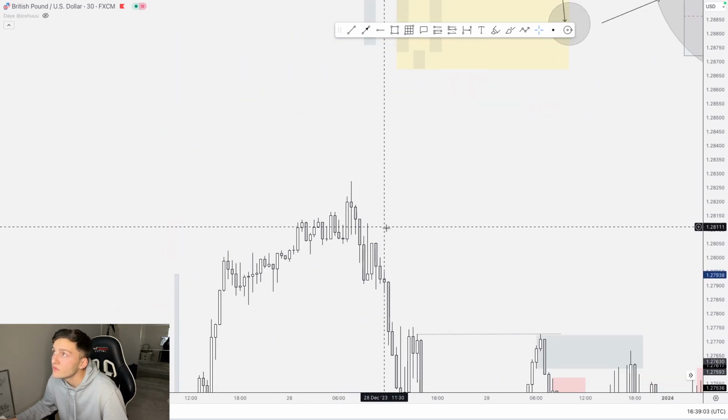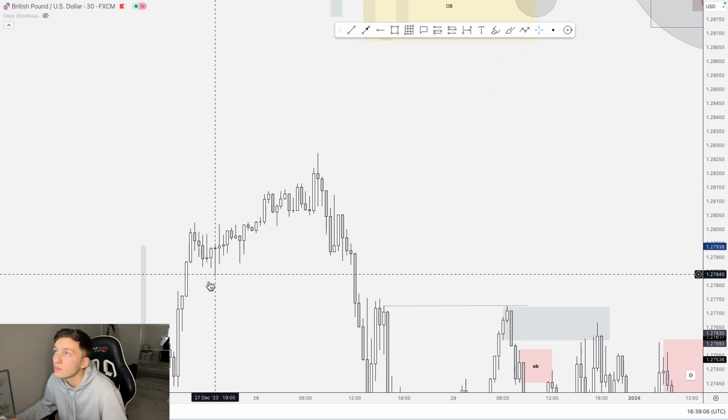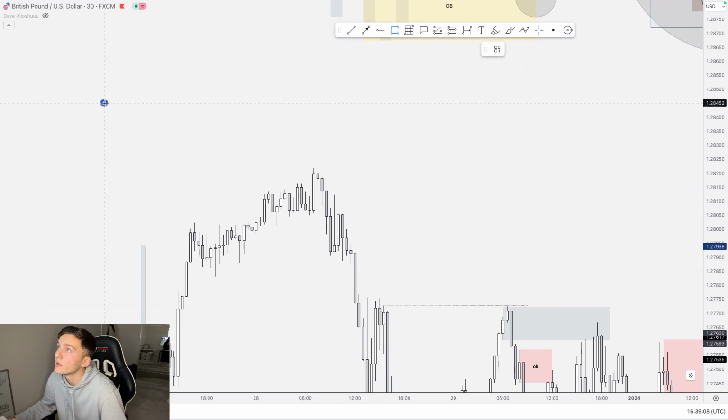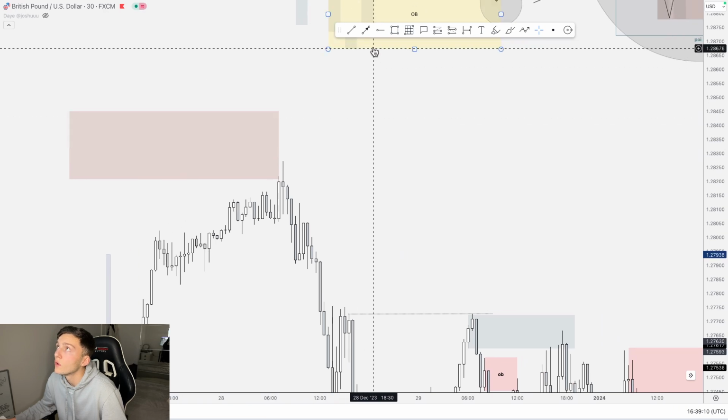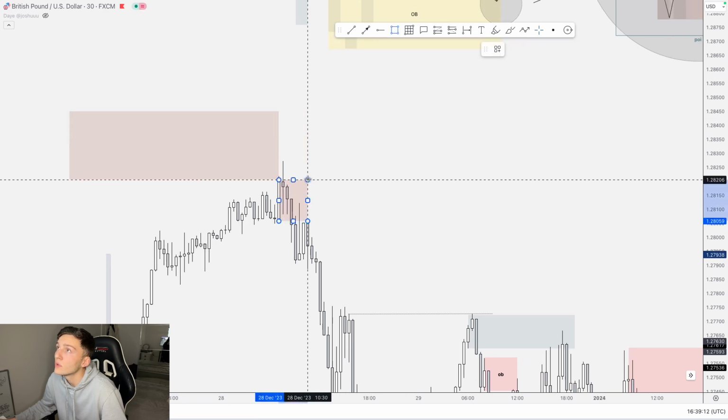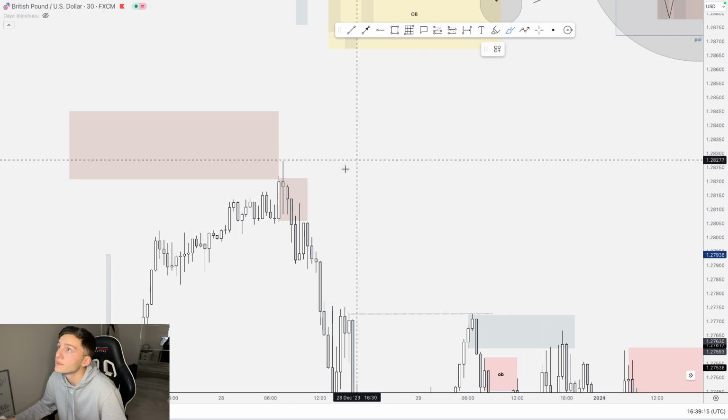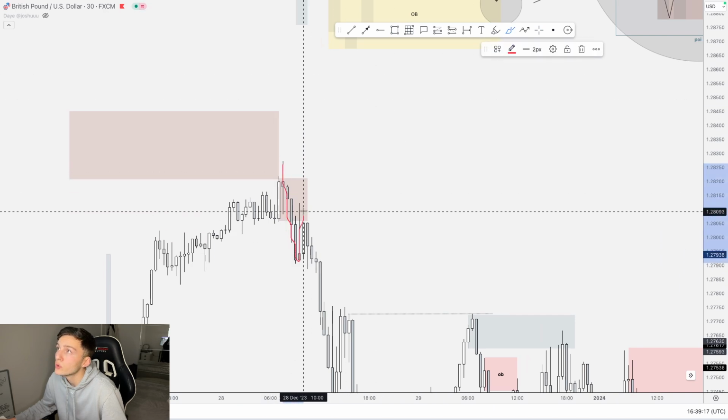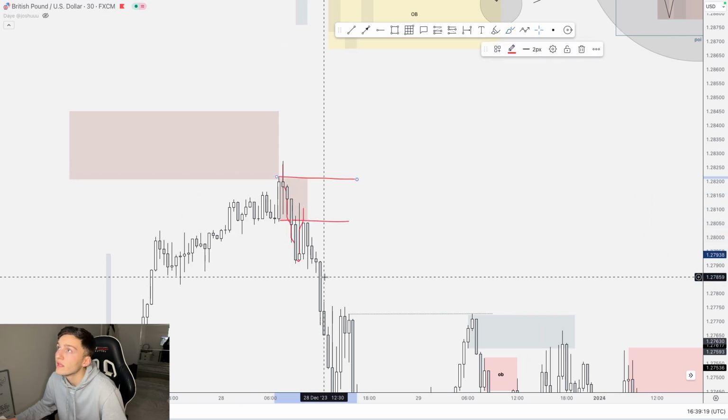So how do we identify one? Again, you can see price is coming up. Let's say we've come into a point of interest. We've got the last candle before the down move. That's our order block. Price pushes down, pulls back up into the order block, then you can look for sells.